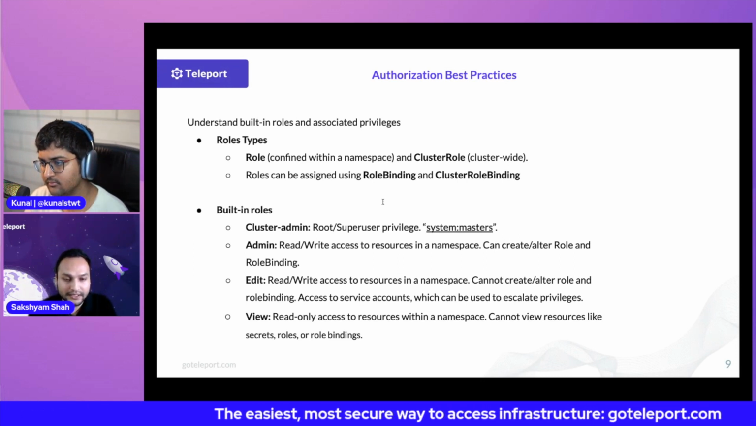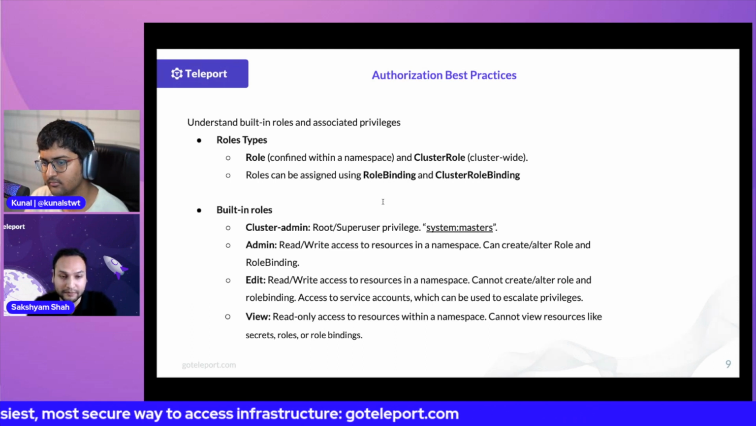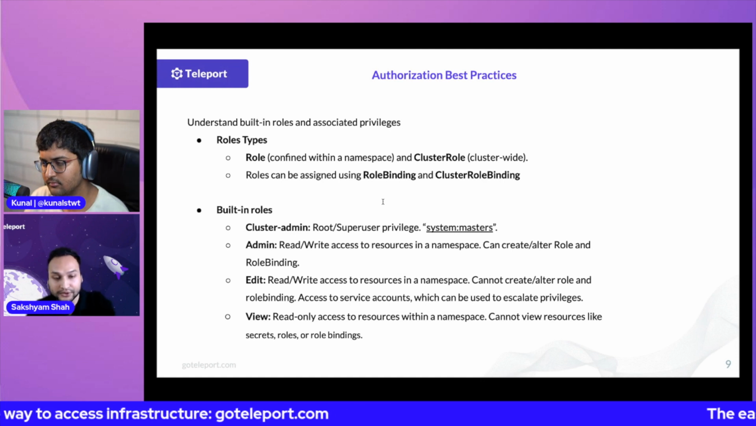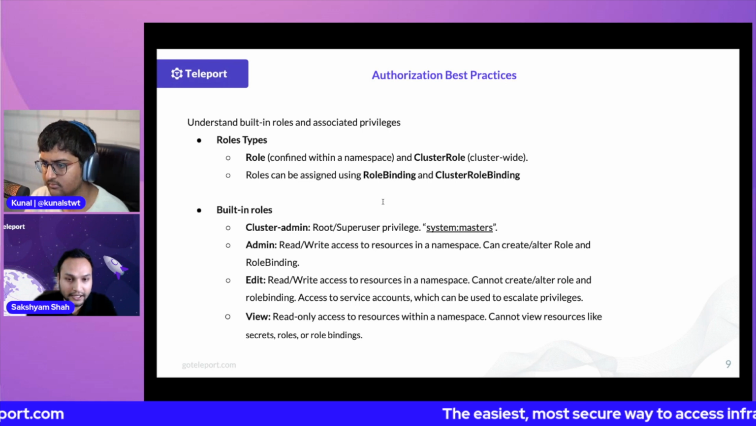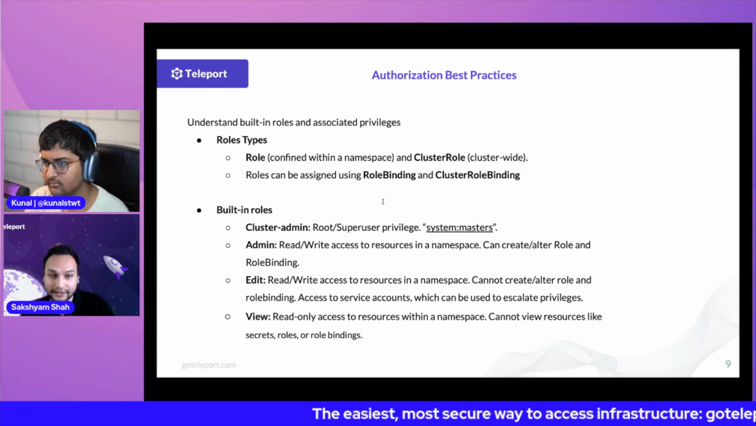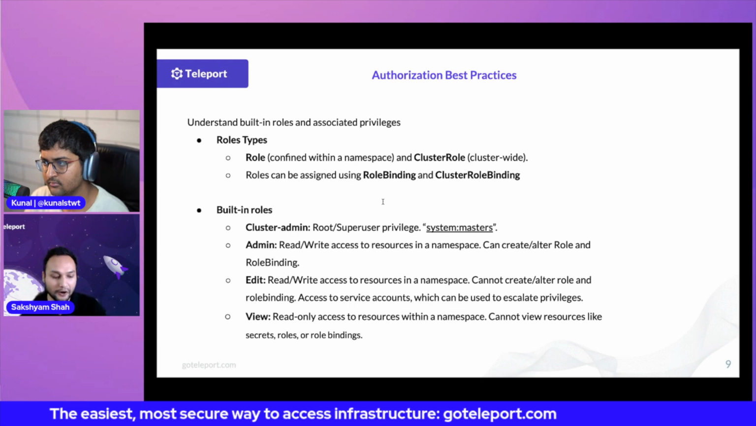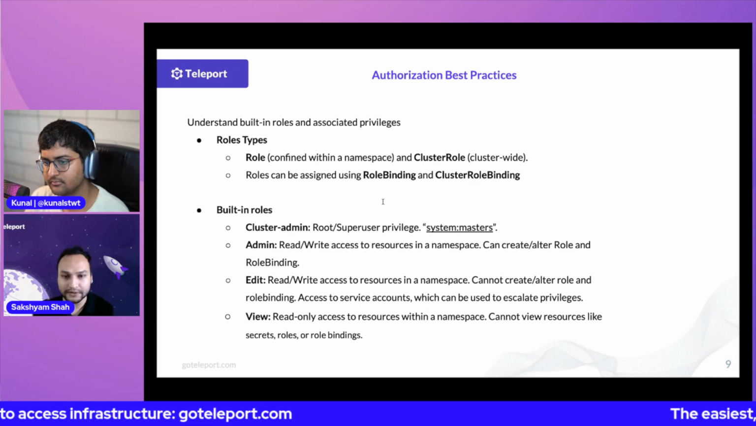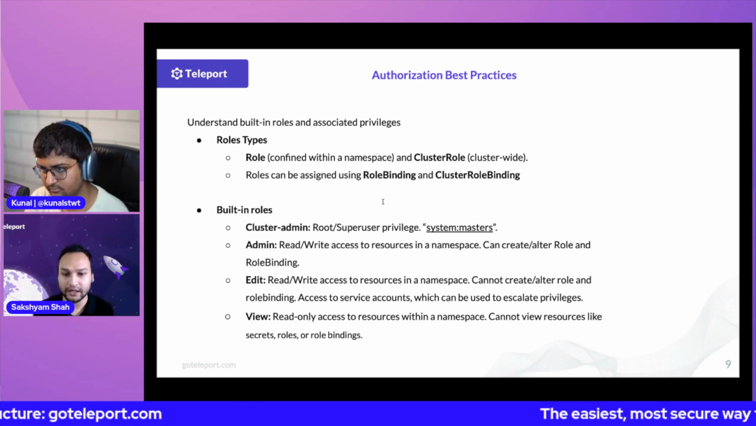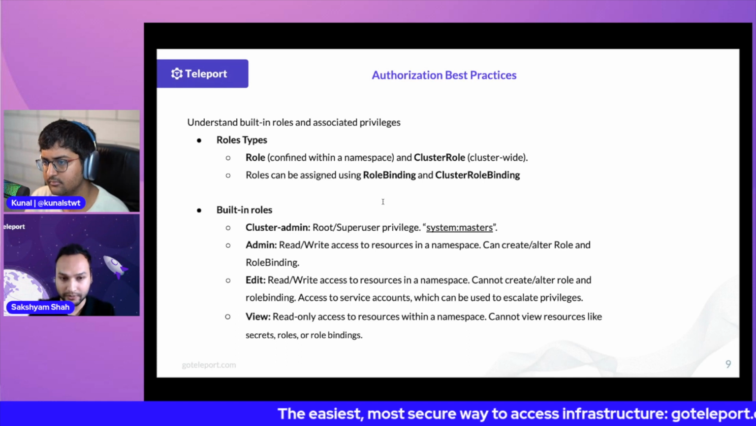And the last one of the built-in roles is view. With view, it's the least, minimum privilege: read-only access to resources within a namespace. It cannot view resources like secrets, roles, or role bindings. So, following the principle of least privilege, view is the best one to start with, and you can obviously fuse this role with other verbs to create a final privilege that works only for the things that are required to be done.